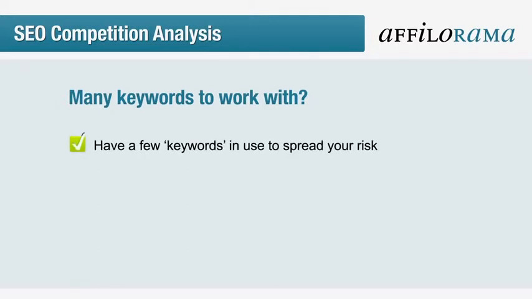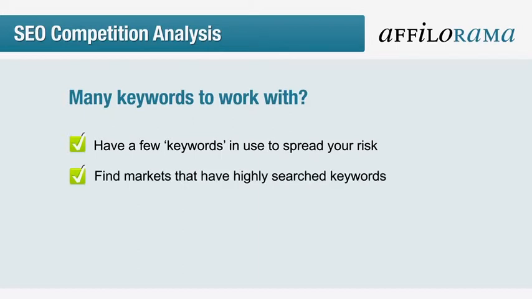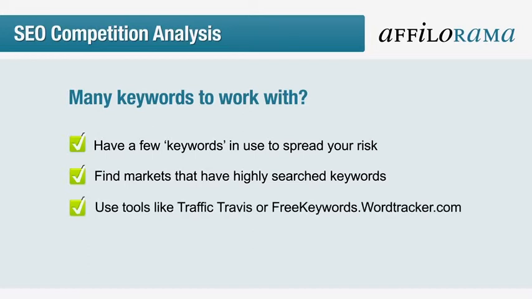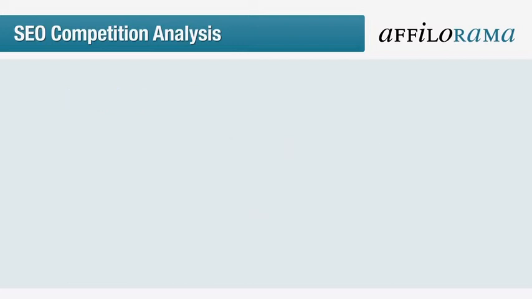That way your main keyword isn't the make or break focus of your SEO campaign. When you're researching markets and keywords, try to find ones that have a number of highly searched keywords to target. You can use keyword research tools like Traffic Travis or freekeywords.wordtracker.com to get ideas of search volumes for related keywords.